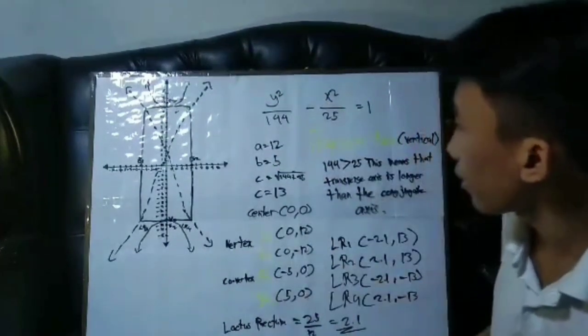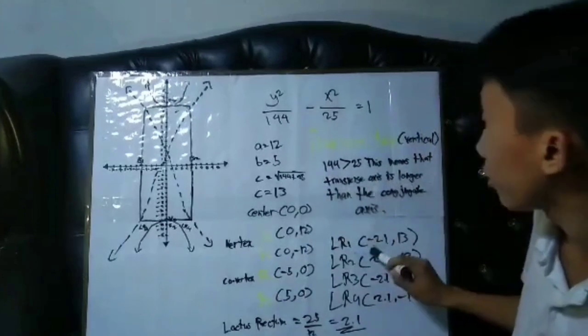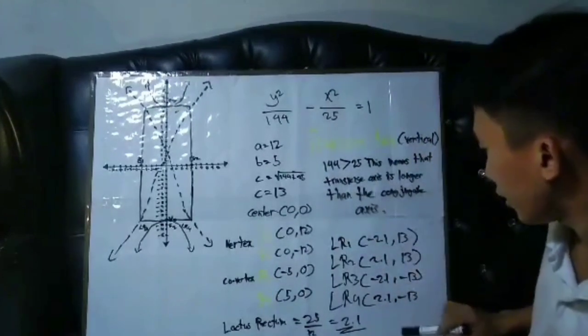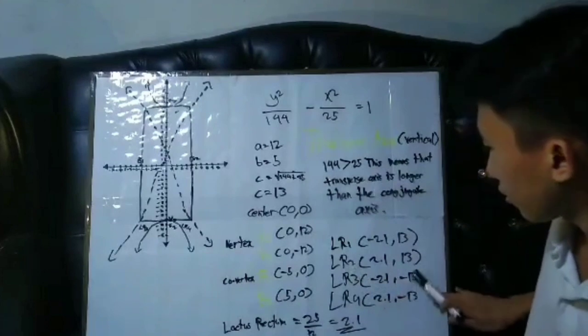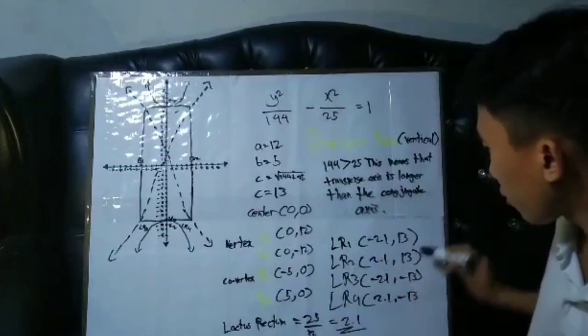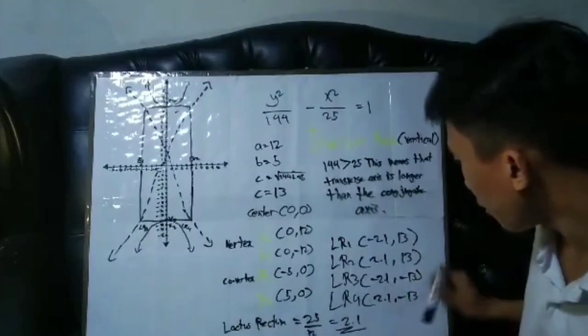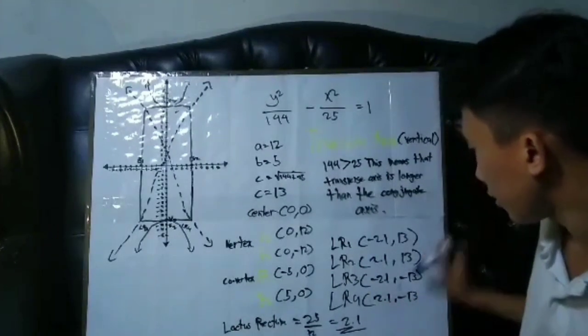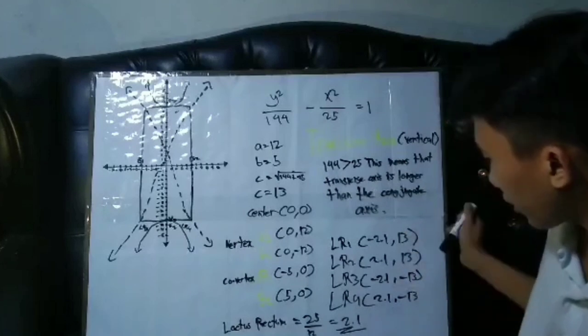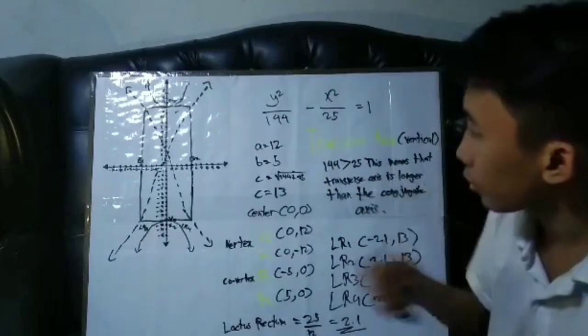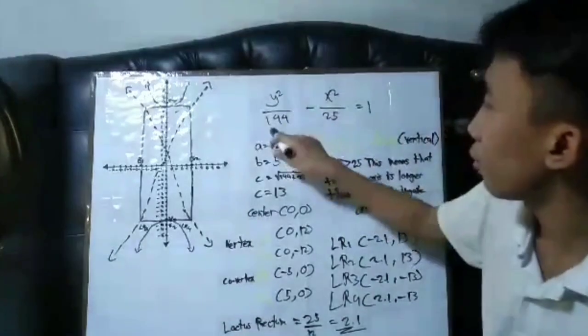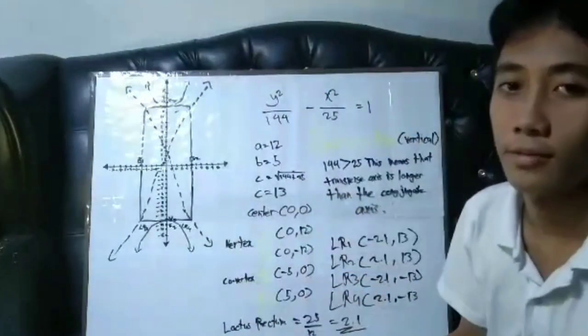So, ang magiging points natin: negative 2.1 and 13, positive 2.1 and 13, negative 2.1 and negative 13, and positive 2.1 and negative 13. So, ito na yung graph ng ating equation. Ayan siya.